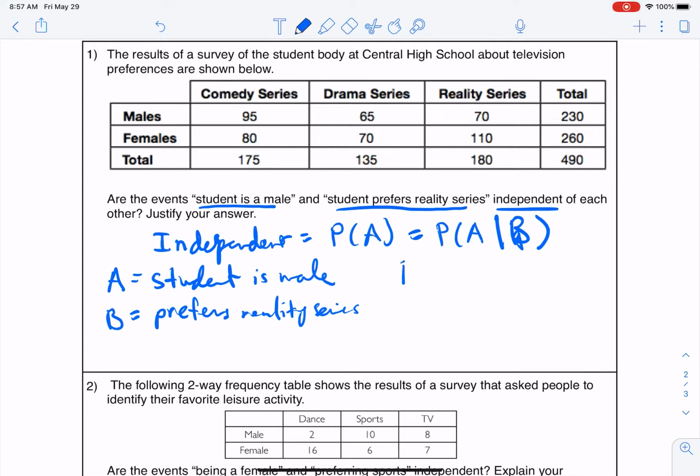Okay, so first, the probability the student is male. Well, if I look at my table here, I see that there's 230 males out of 490 total students. So there I would just calculate 230 divided by 490, and I get to the nearest hundredth 0.47.